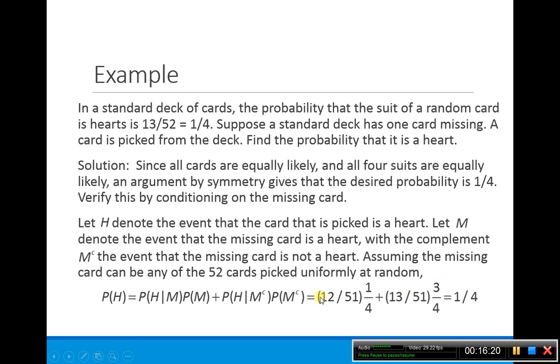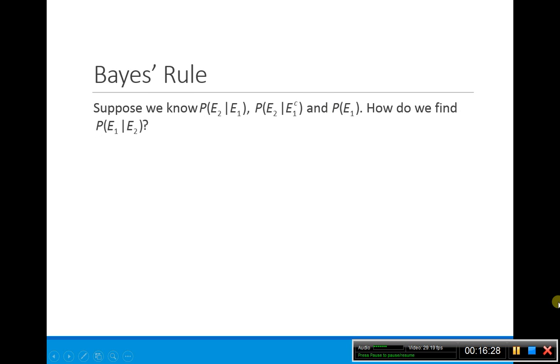And the probability that the missing card is not a heart, there's 3 other suits, so that's going to be 3/4. Add this together and you get 1/4. Okay, Bayes' rule is the common rule. So suppose we know something about the probability of E2 given E1, the probability of E2 given E1 complement, and the probability of E1. How do we find the probability of E1 given E2? So basically, we have this, and we want to know this.